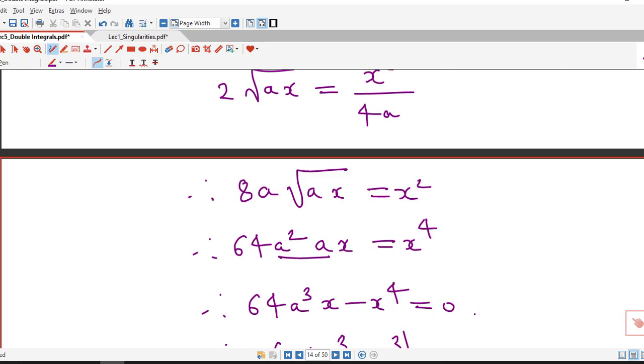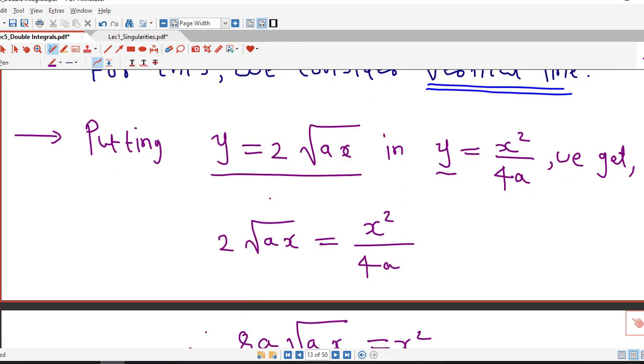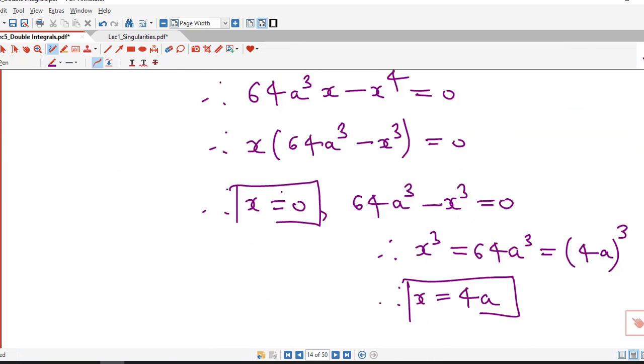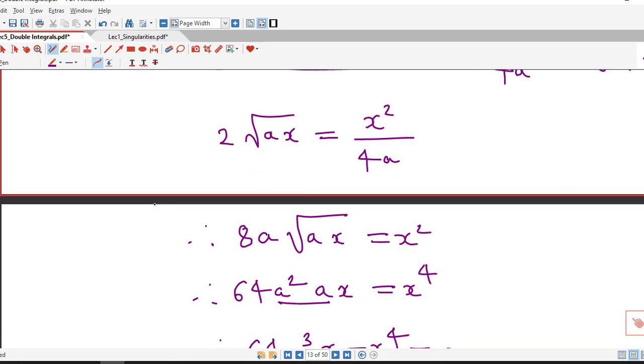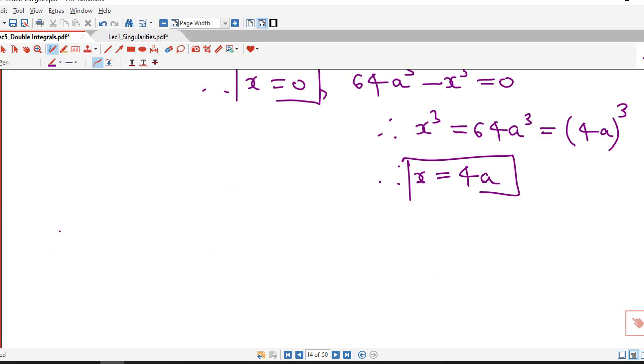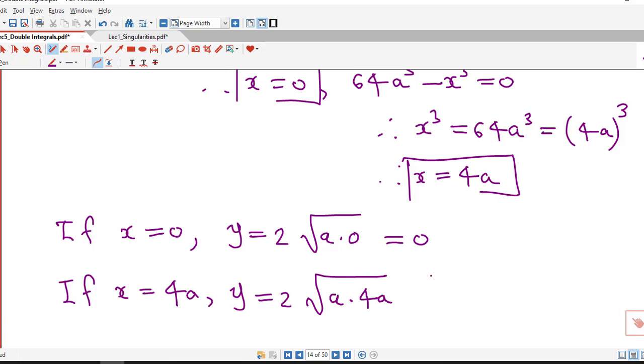So now we can find out corresponding values of y. When x is 0, y will be 0, and when x is 4a, we can put x equal to 0 and x equal to 4a one by one. If x equal to 0, y is 2 times under root a into x, that is 0, that is going to be 0.